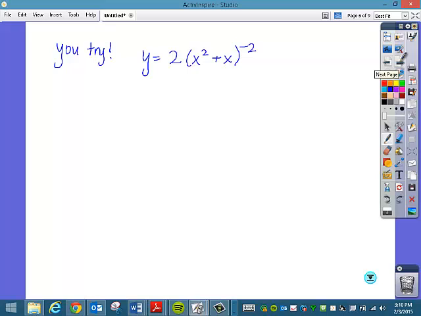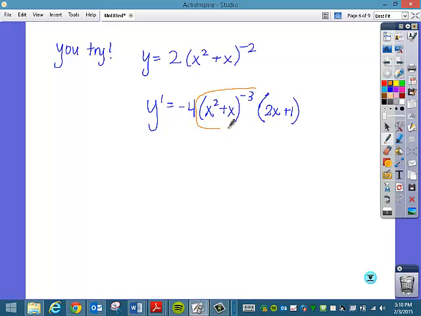Alright, so when you take the derivative, it will be negative 4. Keep the inside the same, subtract 1 from your exponent, and then multiply by the derivative of what's inside the parentheses, which would be 2x plus 1. So I need to send all of this to the denominator, making it negative 4 distributes to this to get negative 8x minus 4 over x squared plus x to the third.